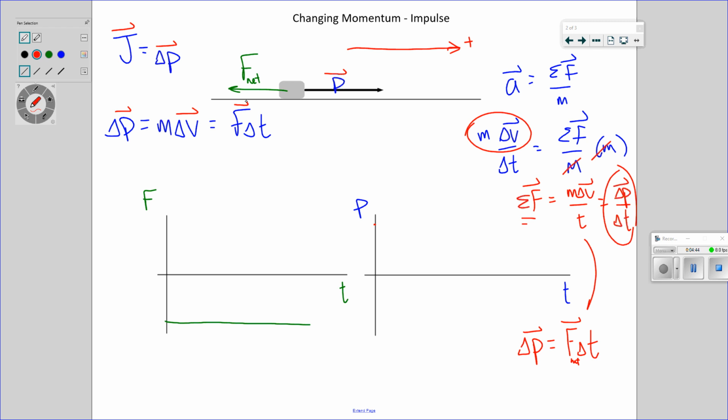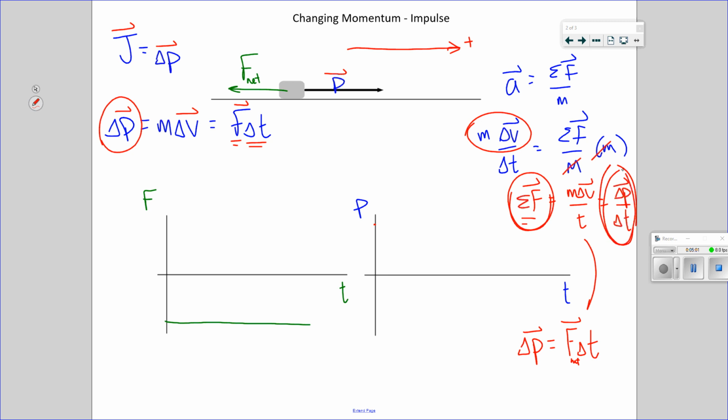So this object has a constant negative force applied to it for some amount of time, let's say delta t, and therefore has some change in momentum. Because there's a force applied in the negative direction, notice this is negative, so delta p over delta t is negative. This object changes momentum at a constant rate, a constant negative rate.